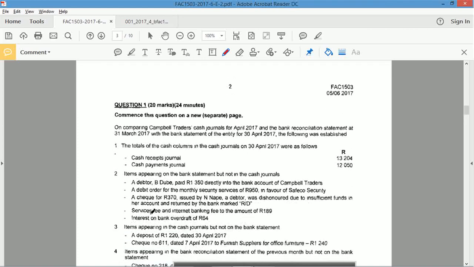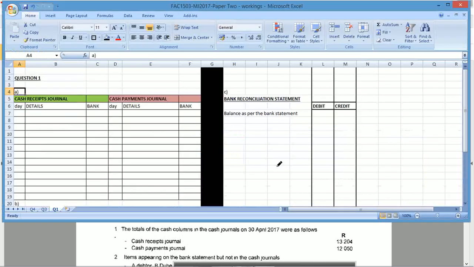Question 1. On comparing C's cash journals for April and the bank recon at 31st March, the bank statement of the entity for 30th of April, the following was established. Totals of the cash columns in the journals at that date were as follows. So this goes to my journals. Total. My receipts is starting with 13,204. My payments is starting with 12,050.